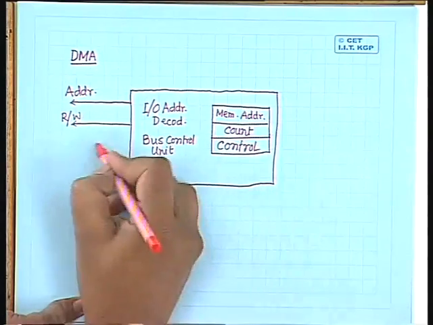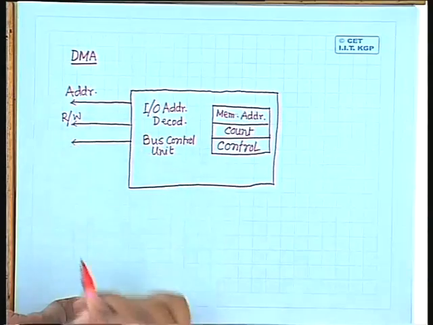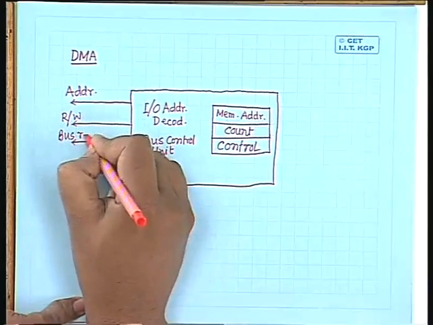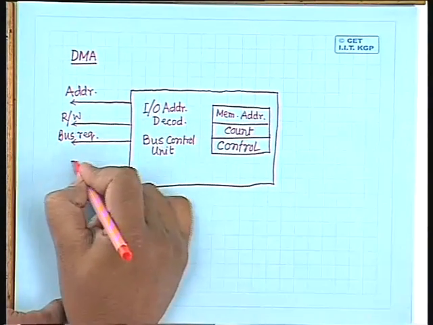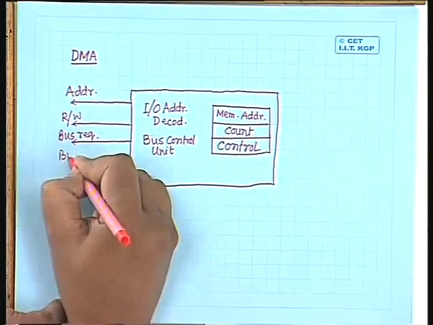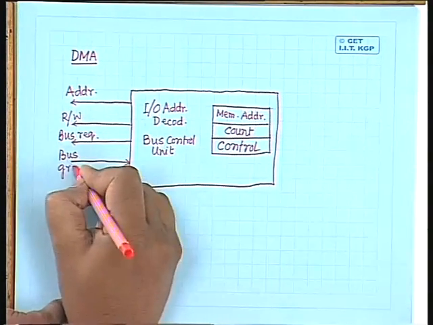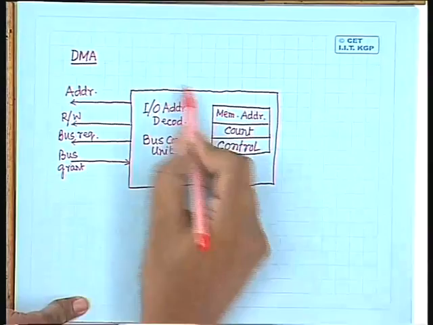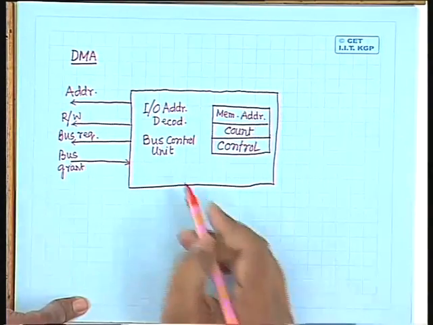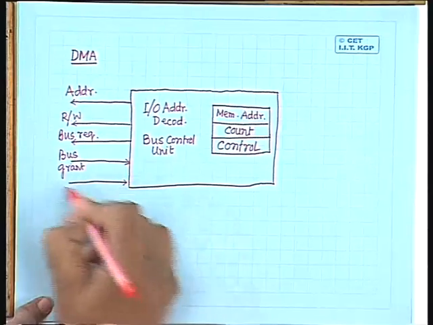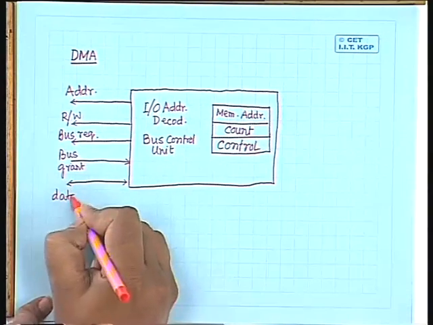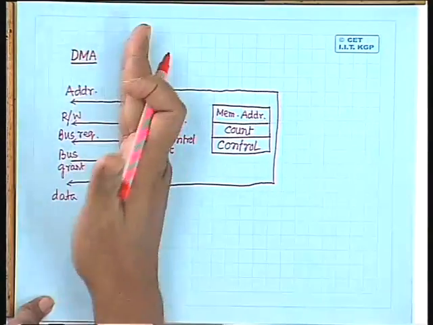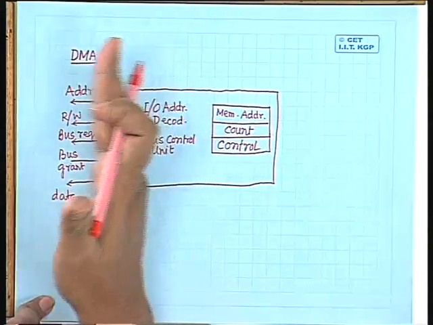We need the bus request signal, which will go to the CPU. Following this bus request, the CPU has to give a bus grant signal, which will come to the DMA controller from the CPU, and on getting this bus grant signal from the CPU, the DMA controller can start operation. And obviously, we have to have the data lines. So this side is to interface the DMA controller with the memory and the CPU.